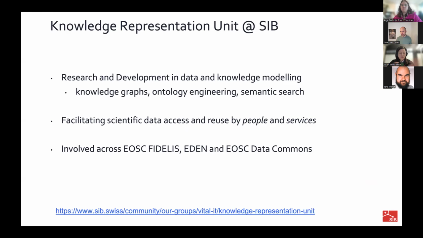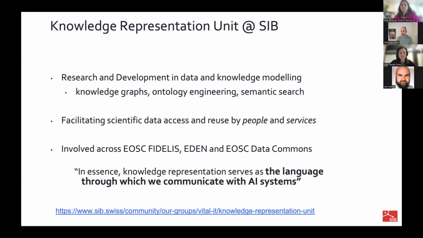So we aim to facilitate data access by both people and services. We often talk about machine actionability, and this is what we aim to do as well. And we are involved across EOSC FAIR Impact, and the EOSC Data Commons projects. So today I will try to also talk about how these projects synergize. And in a nutshell, knowledge representation serves as the language through which we communicate with AI systems. And I think that's also the context in which we will start the discussion today.